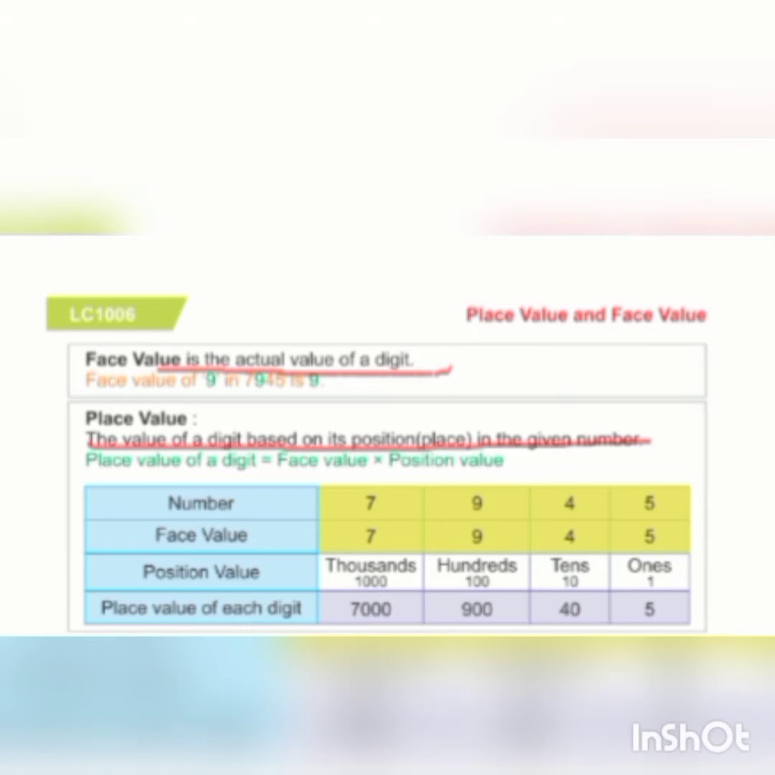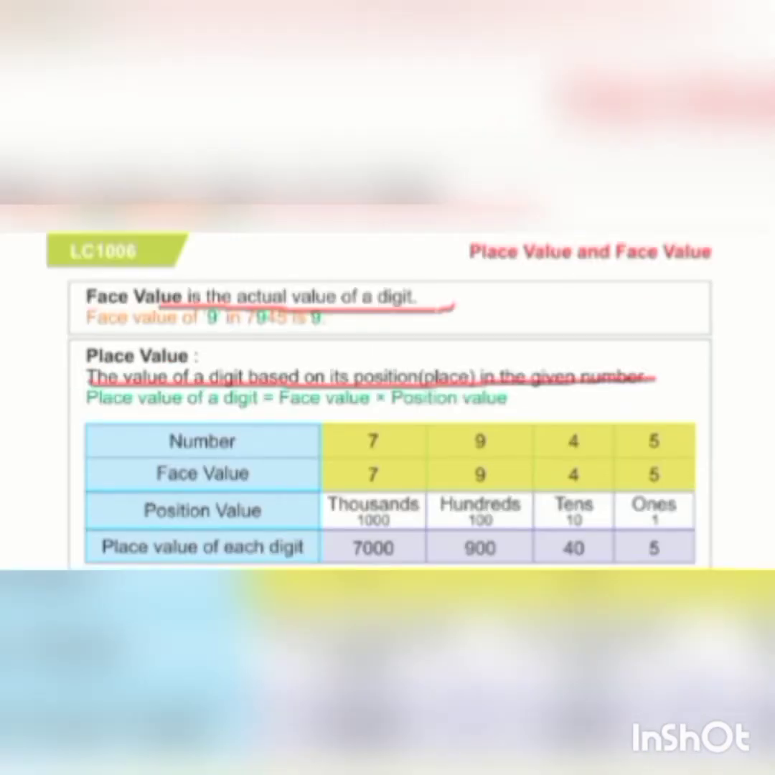7945. Students, in this example, the face value of digit 5 is 5, and 4 is 4, and 9 is 9, and 7 is 7. And the place value, meaning the position value, of the digit 5 is ones, and 4 is tens, and 9 is hundreds, and 7 is thousand. So by multiplying face value and position value, we get the place value of digit 5 is 5, the place value of digit 4 is 40, the place value of digit 9 is 900, and also for the digit 7 the place value is 7000, as their places are ones, tens, hundreds and thousands.